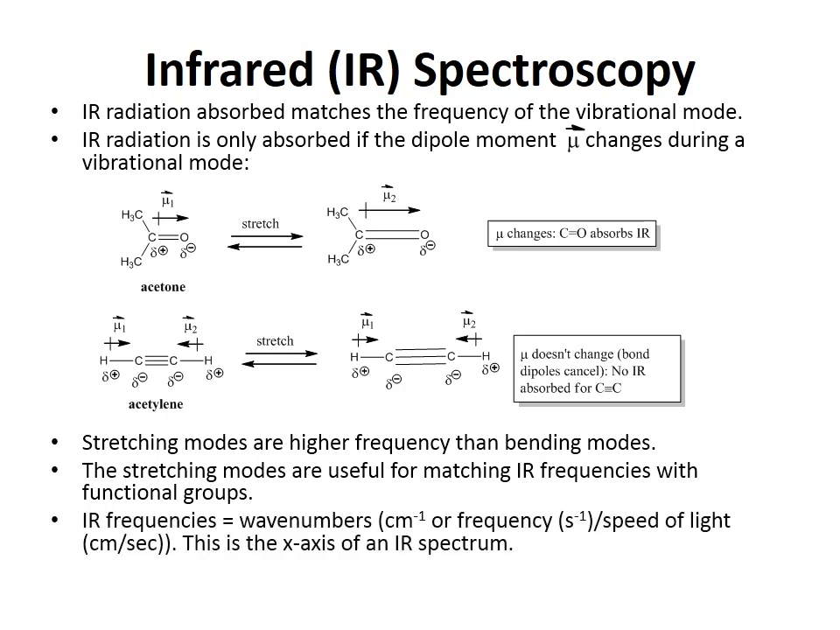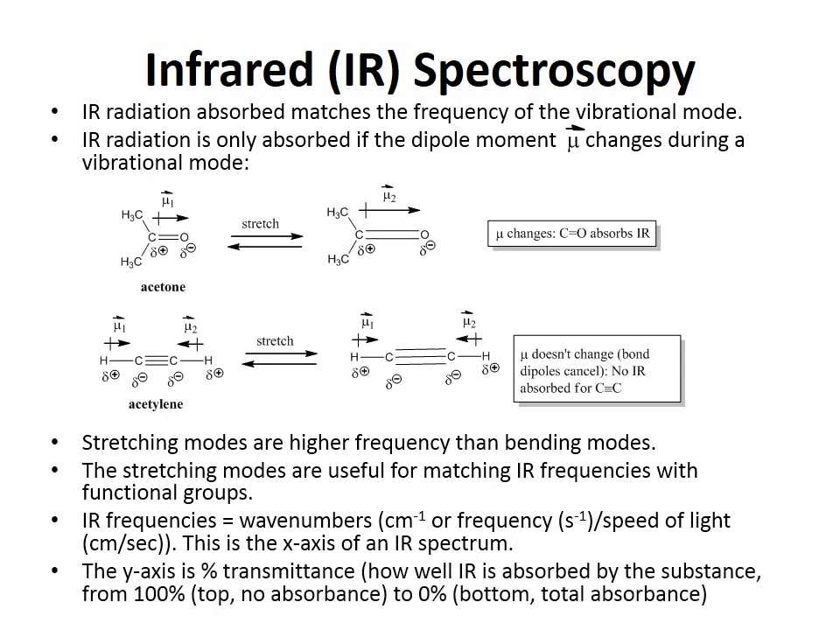IR frequencies equal wave numbers, which is reciprocal centimeters, centimeters to the -1. We get that from taking the frequency, which is seconds to the -1, or 1 over seconds, and dividing that by the speed of light, which is centimeters per second. We take those two terms and divide them. We'll end up with centimeters to the -1. This is the x-axis of an IR spectrum. And the reason that we do this is that if we don't, and we use actual frequency units, they'll be huge, and they're kind of cumbersome to put on the x-axis. So instead, we simply divide by the speed of light to get smaller numbers.